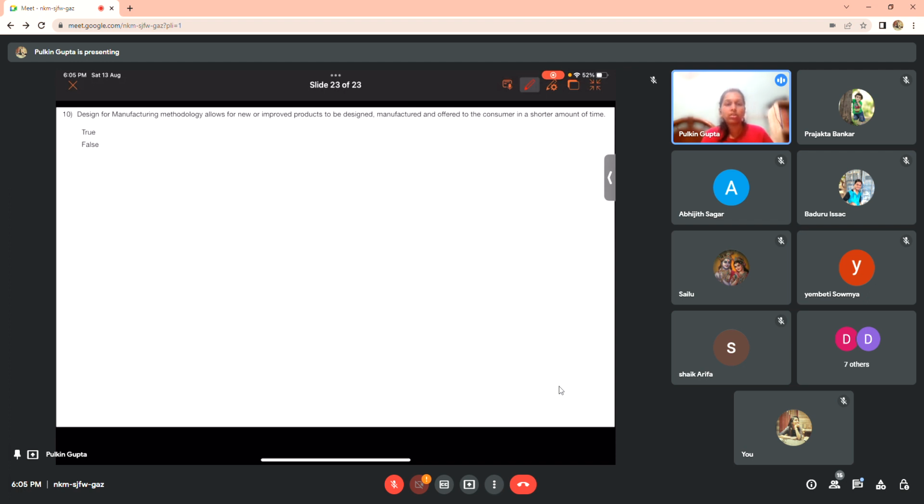The last question is: design for manufacturing methodology allows for new or improved products to be designed, manufactured, and offered to the consumer in a shorter amount of time. This is very much true. So this design for manufacturing methodology has helped us to divide the product into small subparts or modules. Now, having improvement in design in single modules is easier than having improvements in the entire product all at once. So that is why we have a short time to market, or shorter time to deliver the products to the customer. So these were the questions for today and the summary of the week's content.